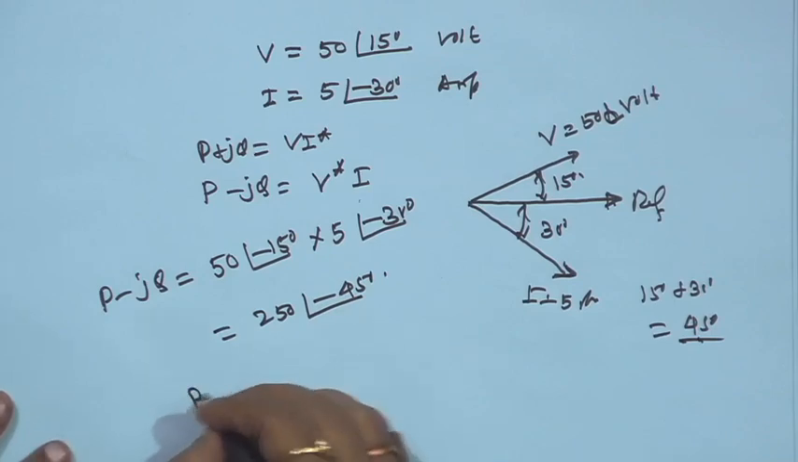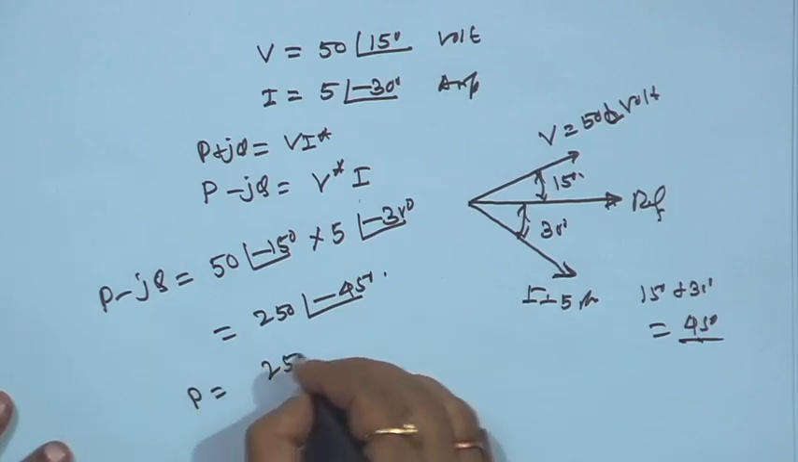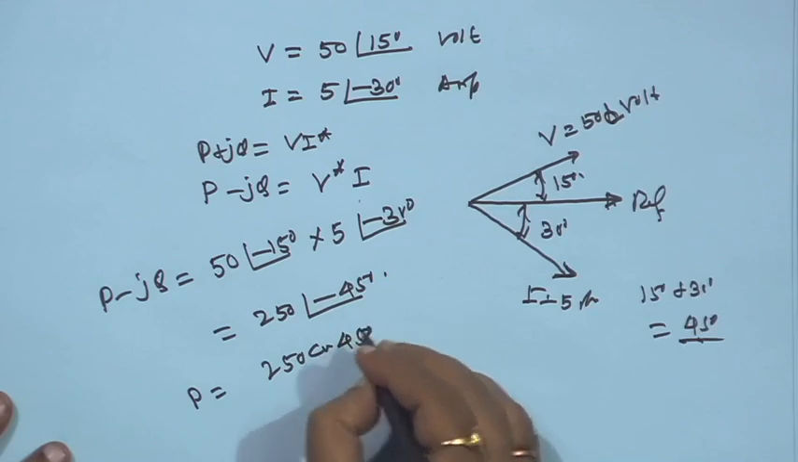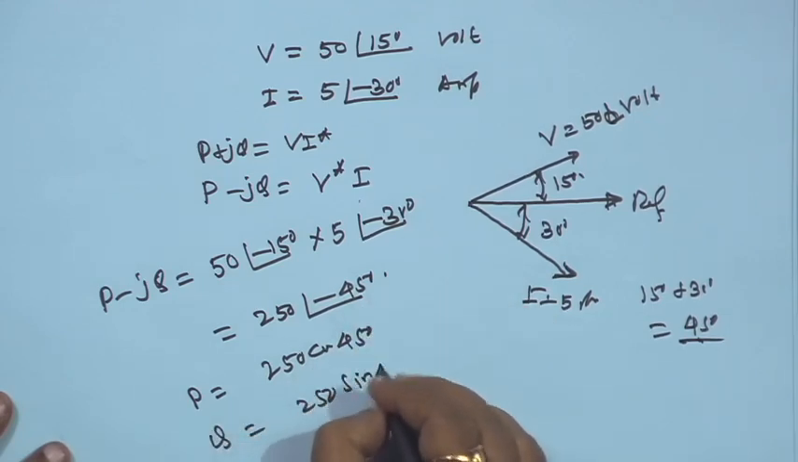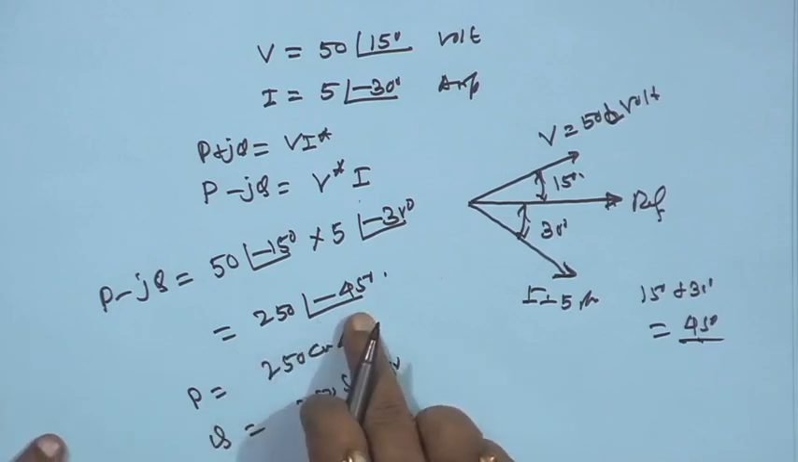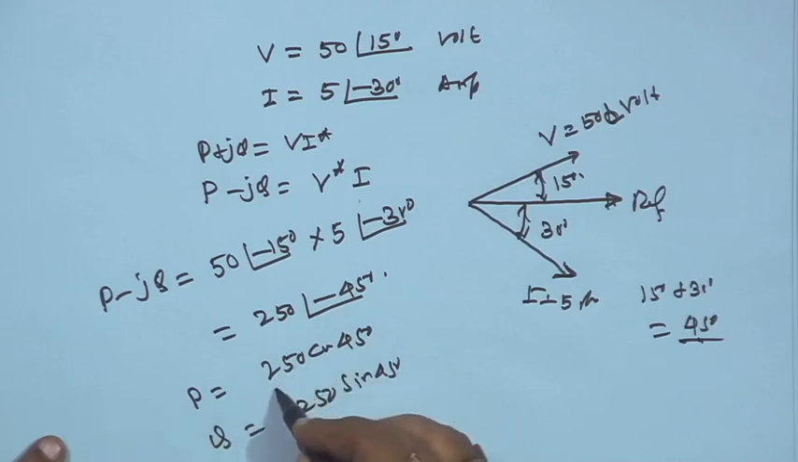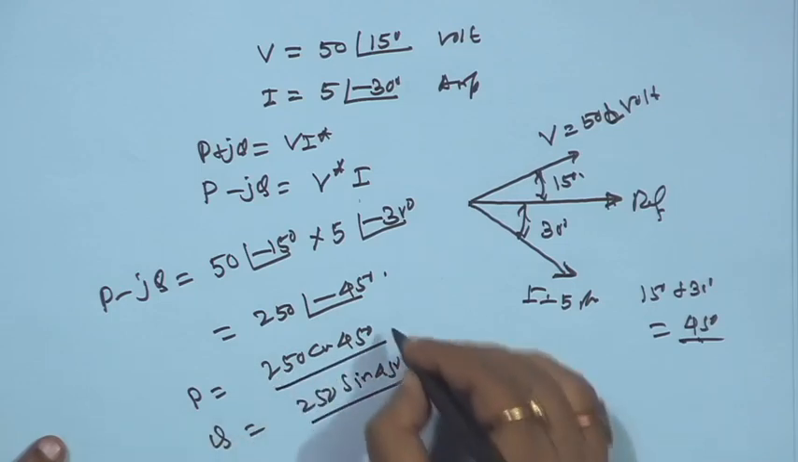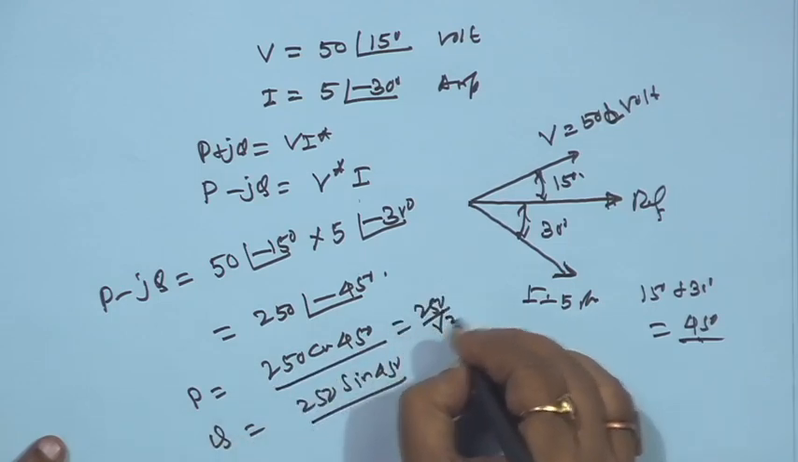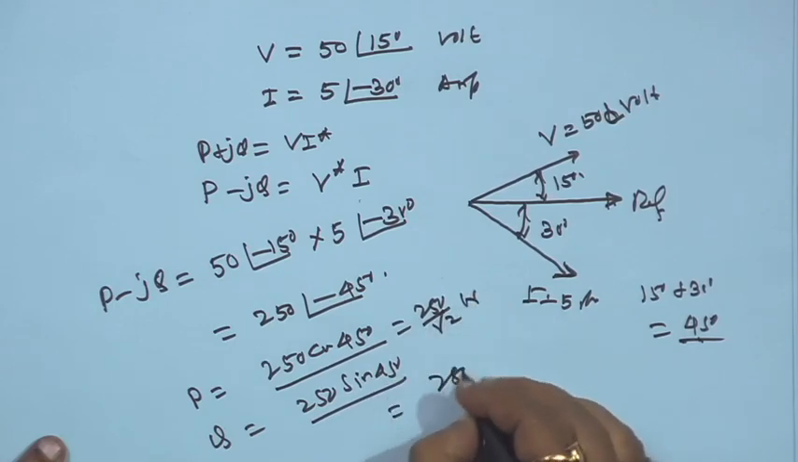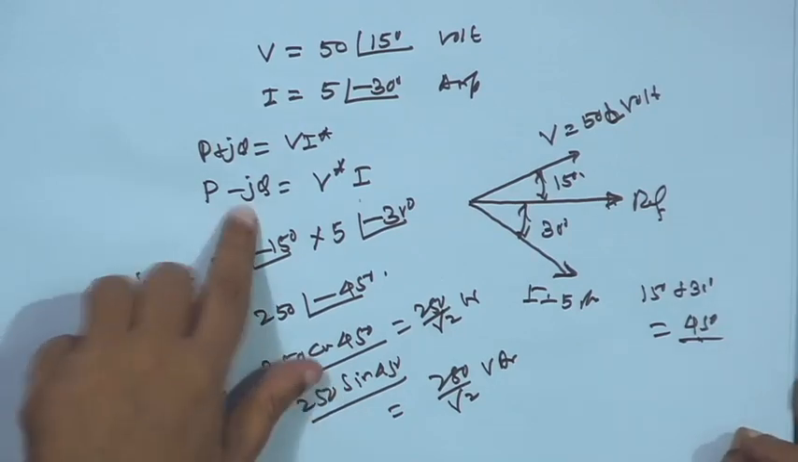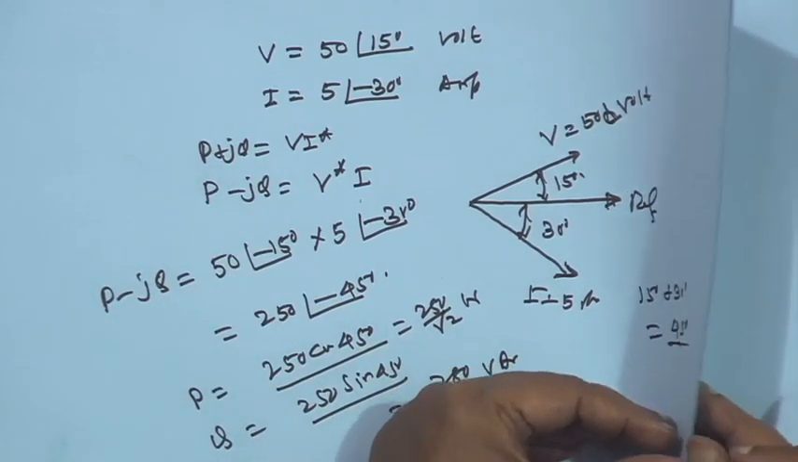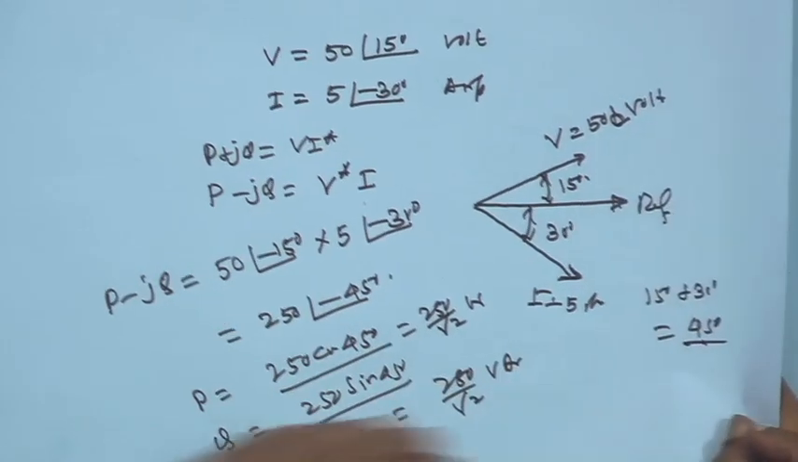That means P is equal to 250 cos 45 degree and Q is equal to 250 sin 45 degree, because this is 250 cosine 45 degree minus j 250 sin 45 degree. So, P will become 250 by root 2 watt, and Q is 250 by root 2 var, right. That is why this conjugate business comes, that P minus jQ is equal to V conjugate I, right.